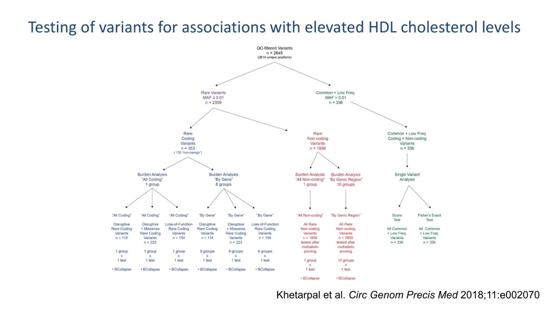The authors used these variants for association analyses for elevated HDL-C levels, employing a variety of strategies, as shown in the schematic and described in detail in the published article. They performed single variant association analyses with both common variants and rare variants. They also performed burden tests, in which they aggregated various groups of rare variants in the loci.